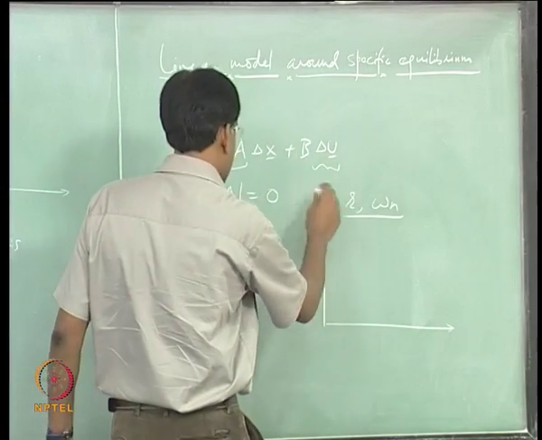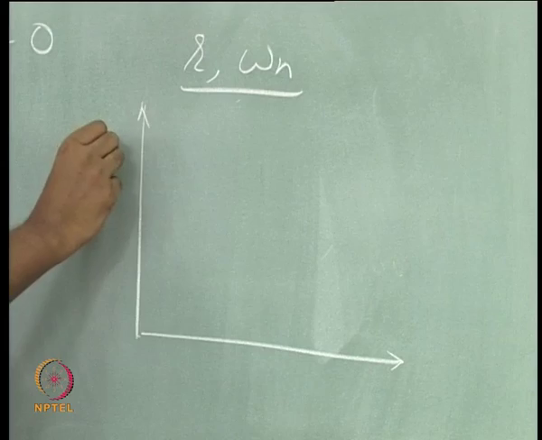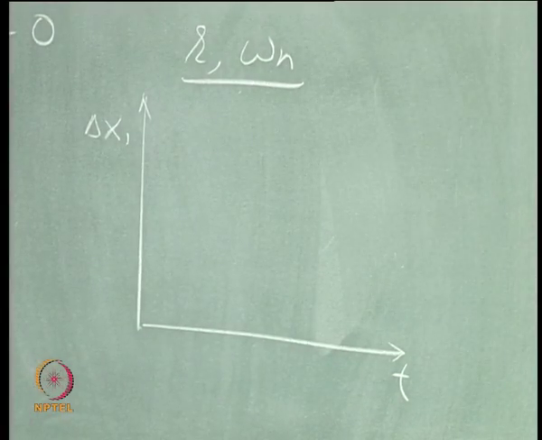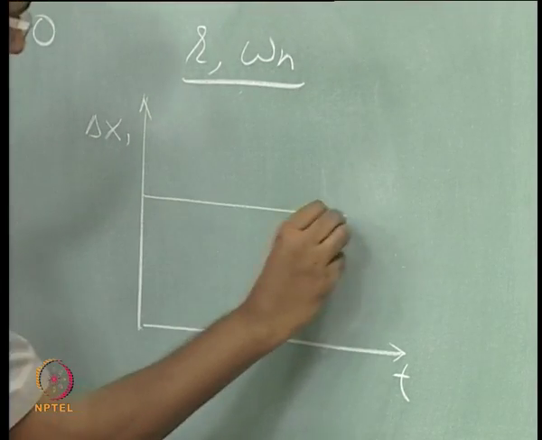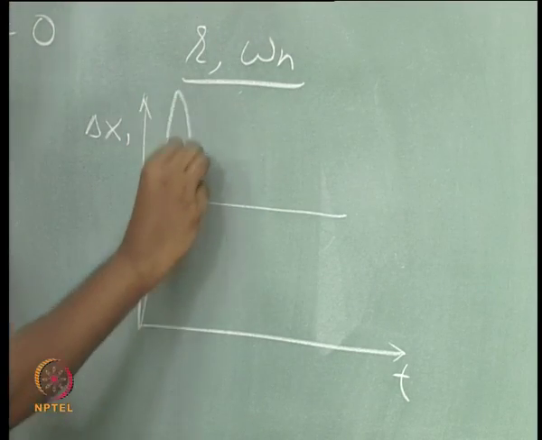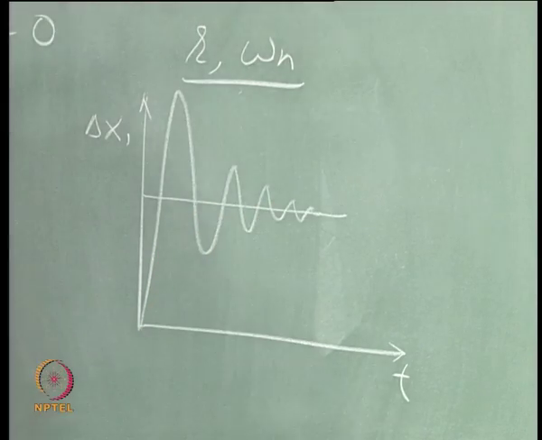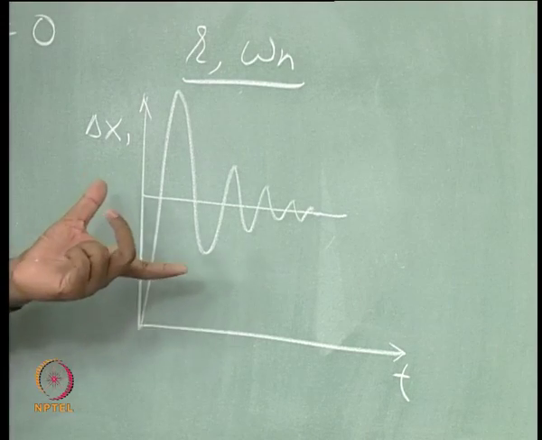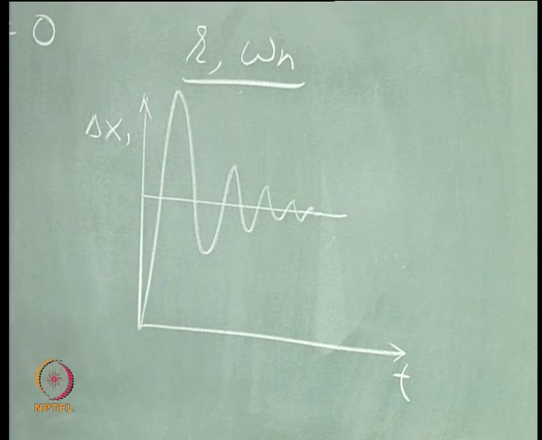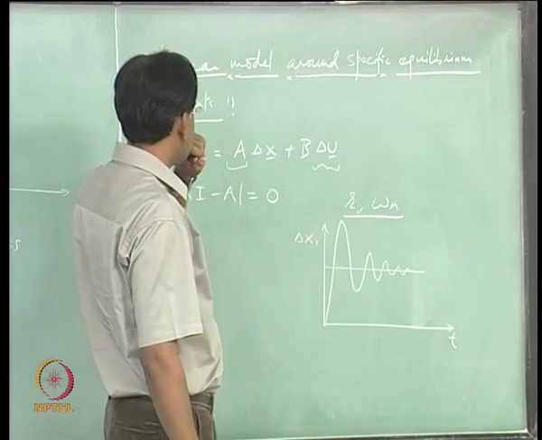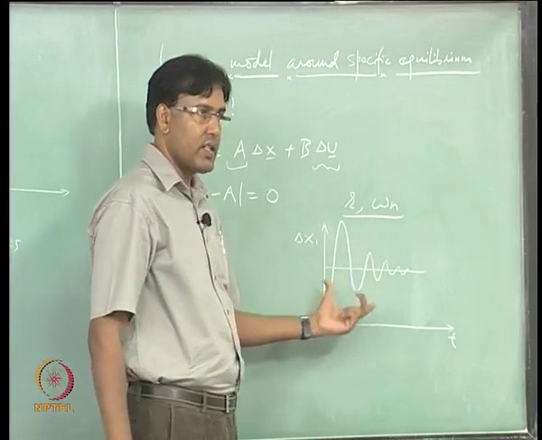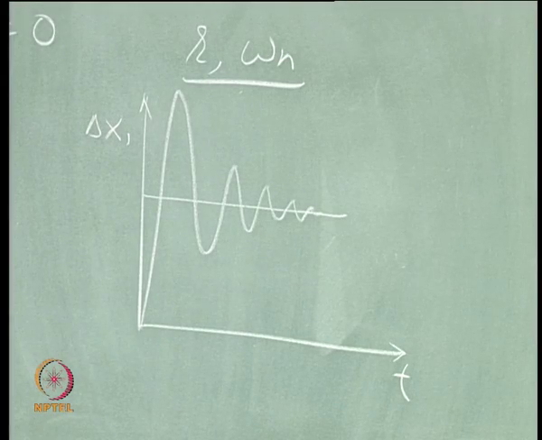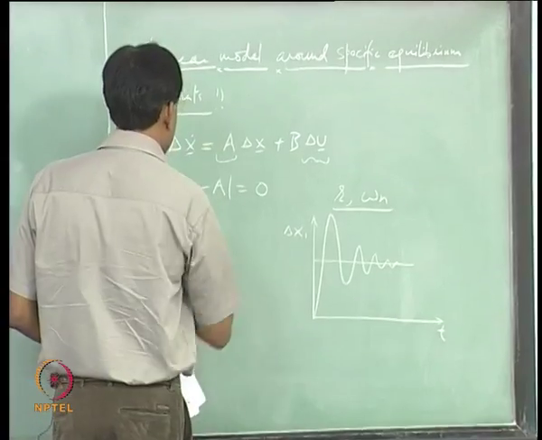So, one of the responses, let us say in some variable x1 or the perturbed variable, is looking something like this. This is the natural response. What we are intending to do through the stability augmentation system is to modify this response as desired. There are many ways of doing that.